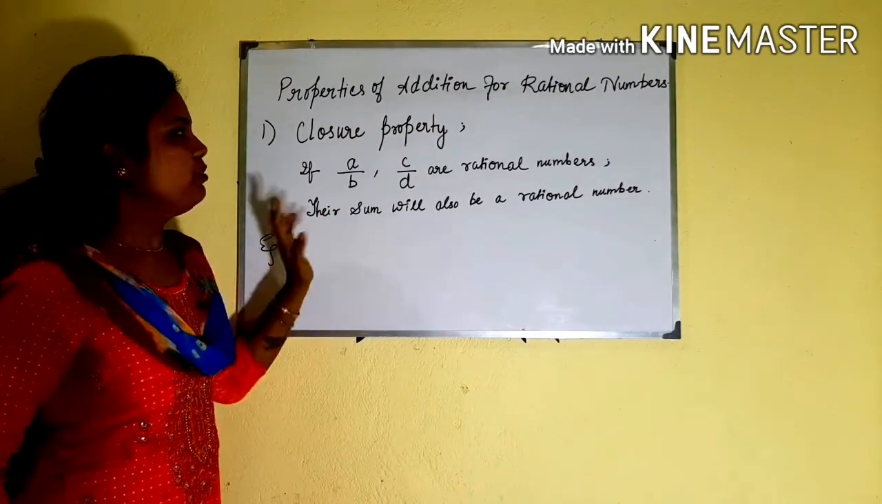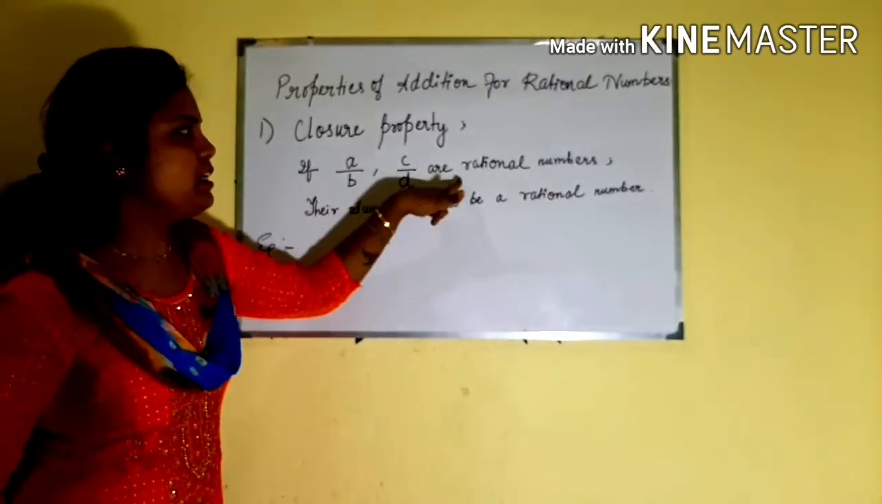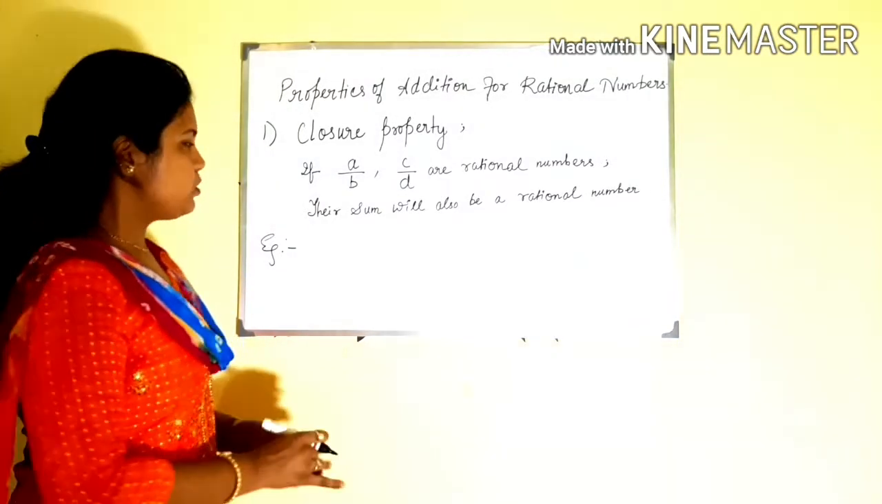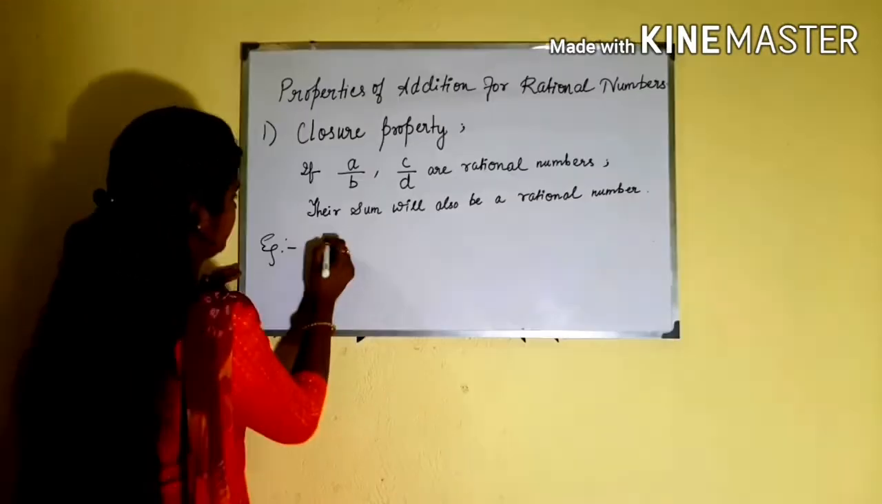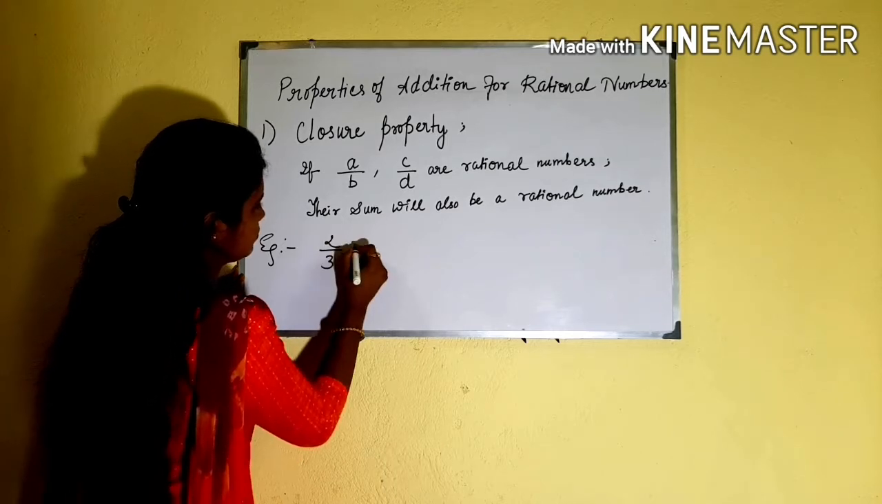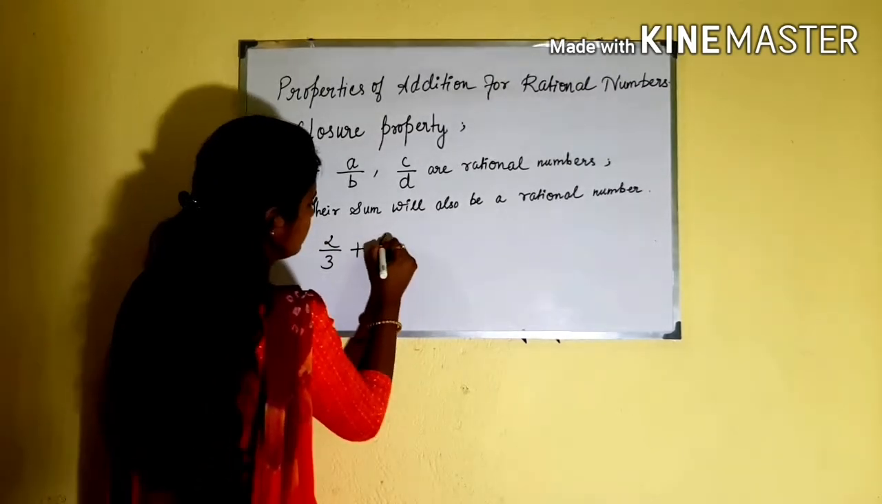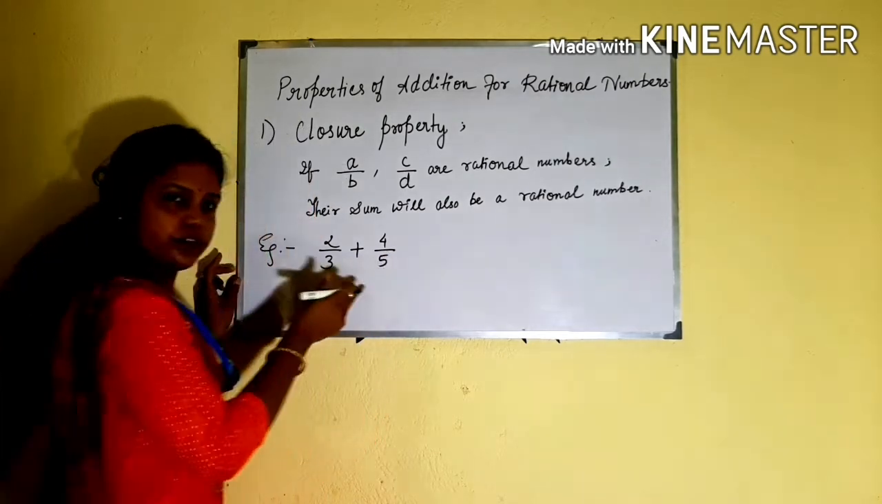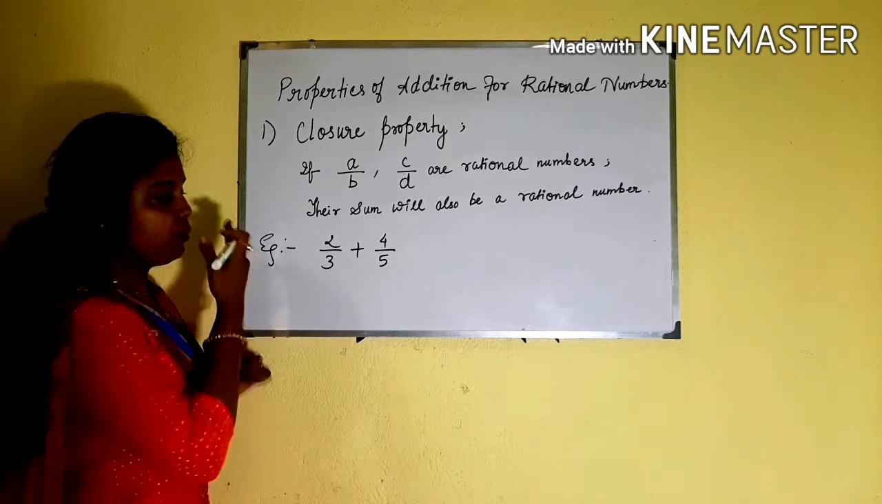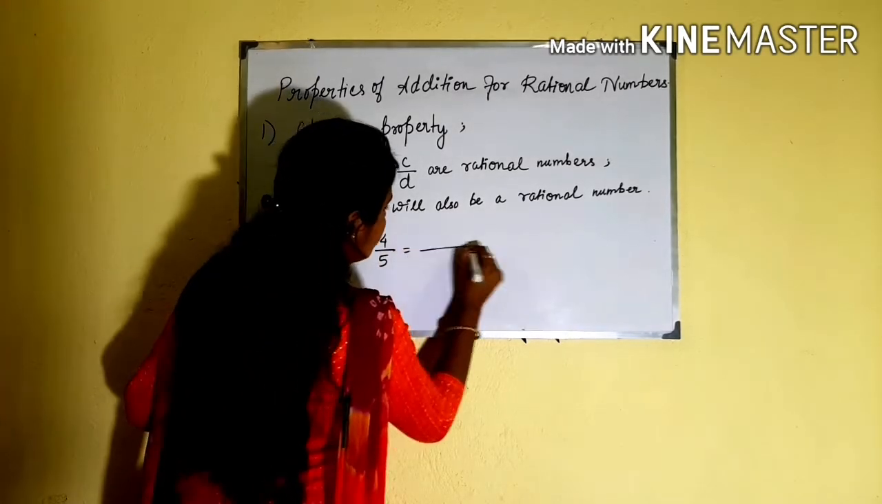I think you can read it from here. If a by b and c by d are rational numbers, their sum will also be a rational number. So let us take one example. As you can see here, 2 by 3 and 4 by 5, both of these are rational numbers. Let us see what their sum comes up to be.